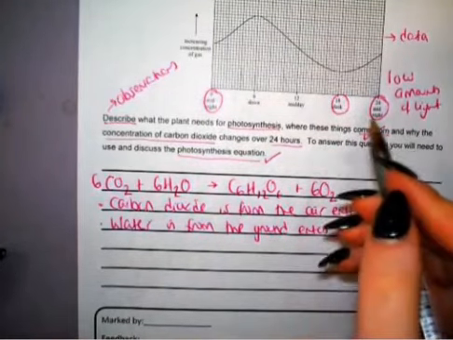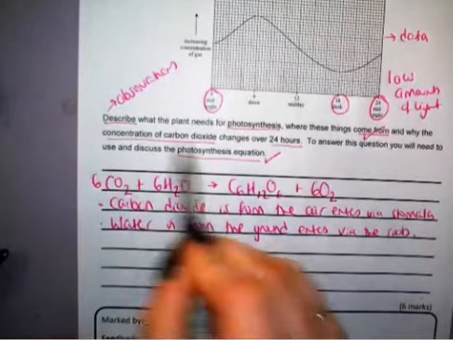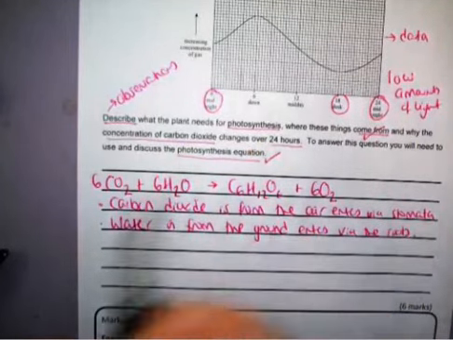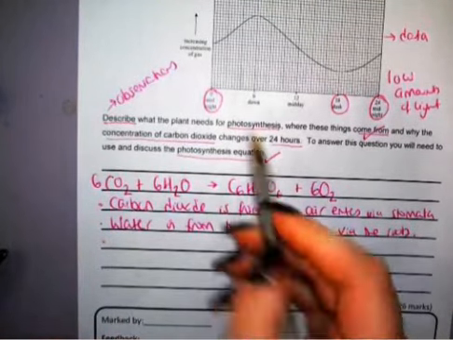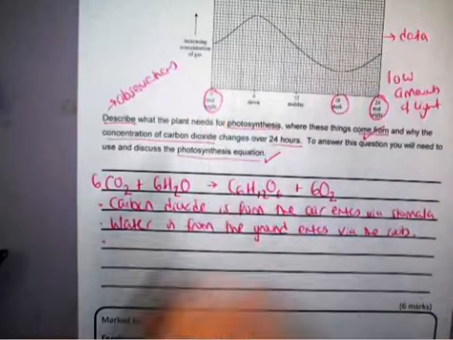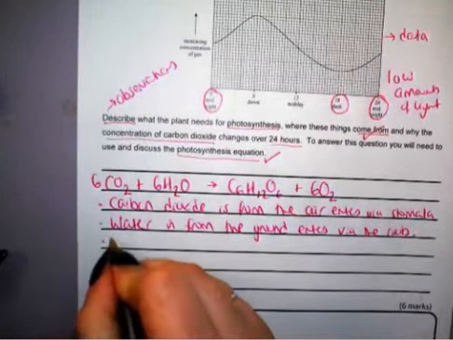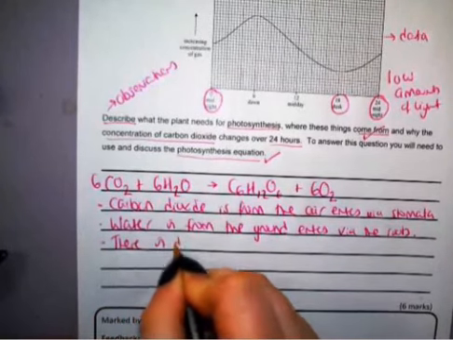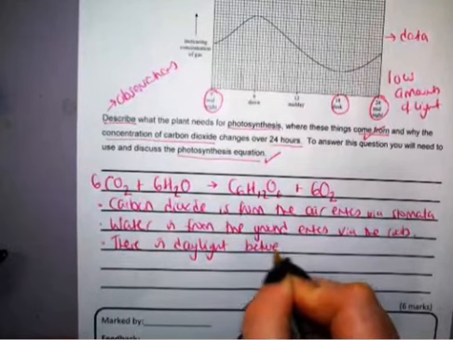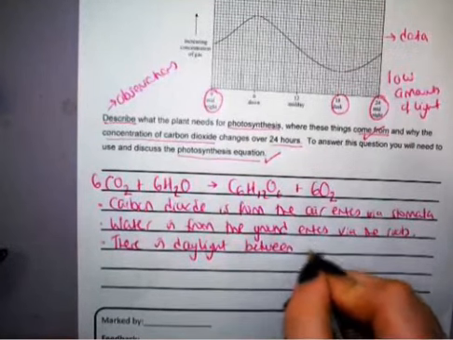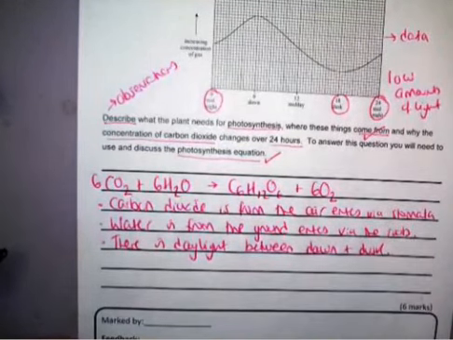I'm now going to talk about the graph. I've spoken about the equation, said where they come from, but it wants to understand why the concentration of carbon dioxide changes over 24 hours. So I'm going to say, first of all, that I've noticed there is a difference in light. So I'm going to say that there is daylight between dawn and dusk.